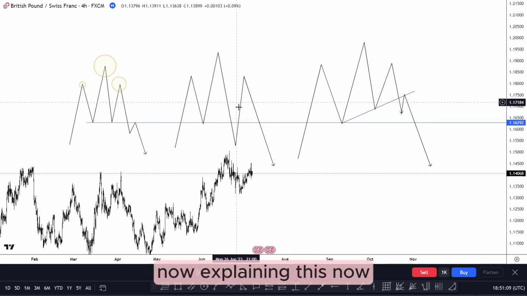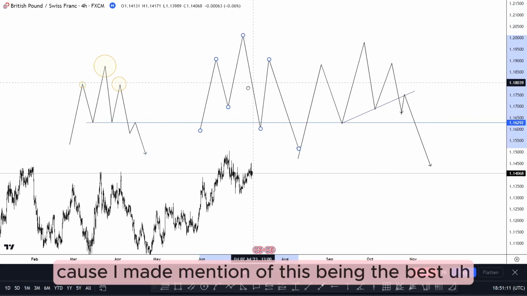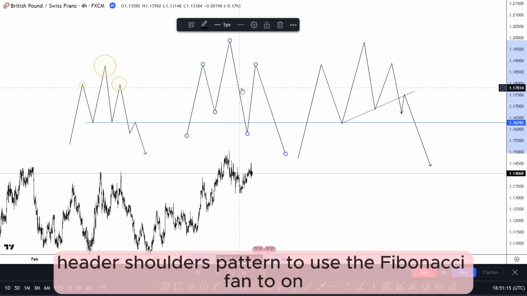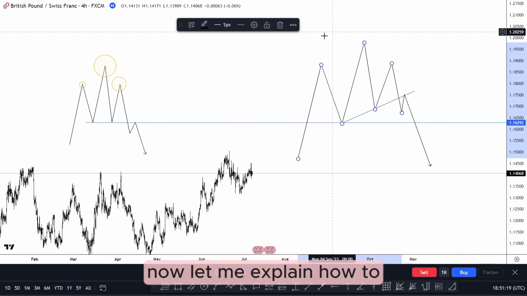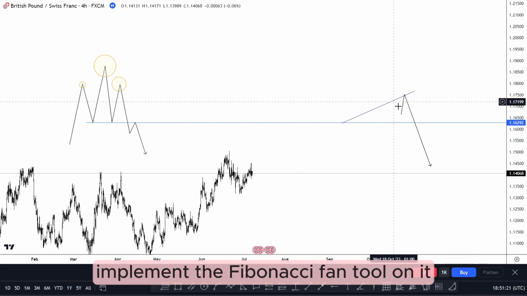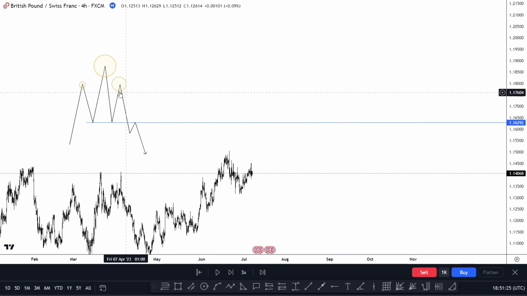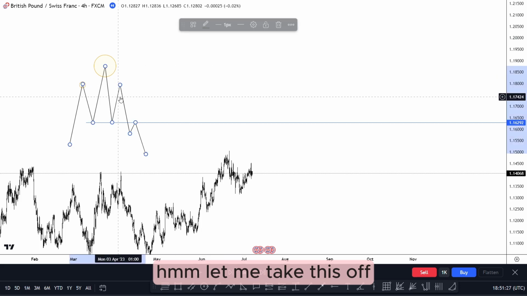Now I'm explaining this because I made mention of this being the best head and shoulders pattern to use the Fibonacci fan tool on. Now let me explain how to implement the Fibonacci fan tool on it before I go on with my video. Let me take this off.